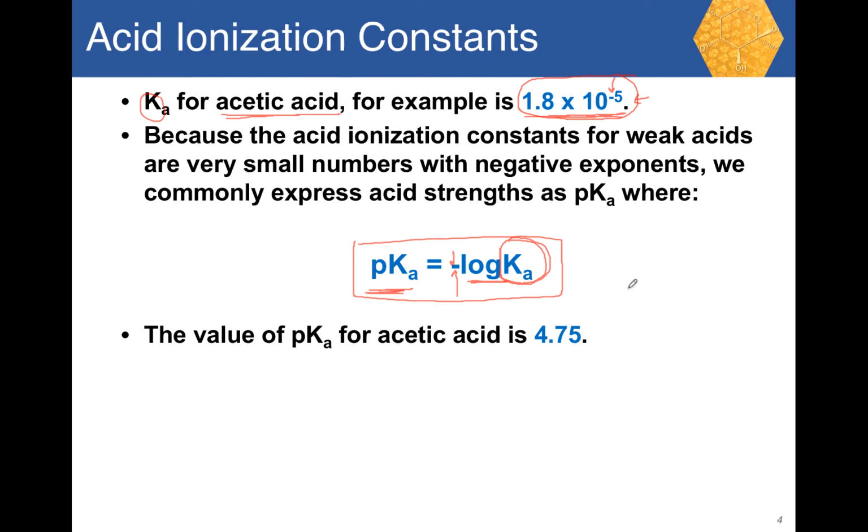So you'll need your calculators. You'll plug 1.8 times 10 to the negative 5 in your calculator and take the log of that, and the negative number will be 4.75. So, conclusion. In chemistry, we will sometimes use both concepts here: Ka, which is typically a very small number, and in some cases the pKa, which is typically a number that's more manageable. So you can go from Ka to pKa using this expression. This is your conversion factor. You may want to practice using that on your calculator.